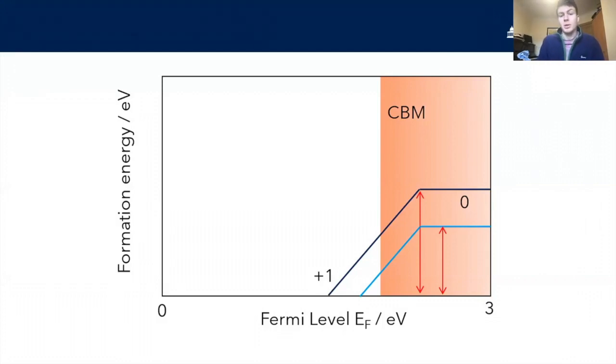That said, out of equilibrium conditions can also occur. For example, when crystals are grown or annealed at high temperature before being quenched to room temperature or lower, or another example is during solar cell operation, when defects can trap excited electrons or holes and thus change charge states from their equilibrium charge states.